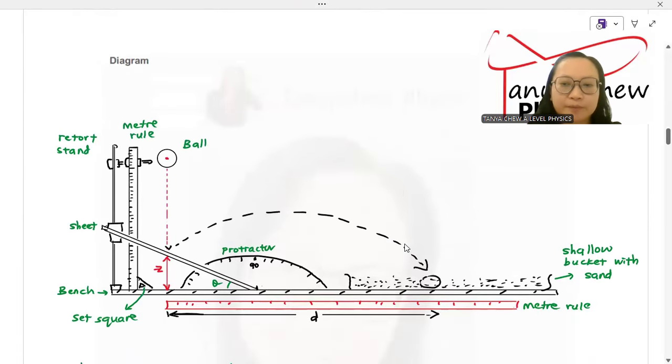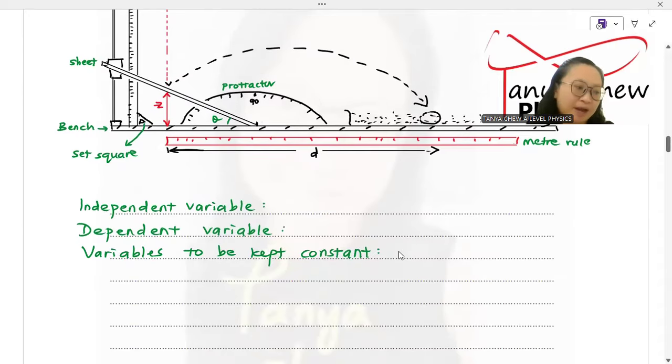Now, this is a diagram that I drew. Right, I have a meter rule and there's a set square here as a safety precaution to make sure that the meter rule is vertical when I do my measurement of the height of the ball. And I have a retort stand because I want to clamp the sheet at a certain angle, and the angle theta is being measured by protractor, and the distance d where the ball hits the bench will be measured by another meter rule, right? And then I have a shallow bucket which I filled with sand, so to avoid the ball bouncing off the bench, right?